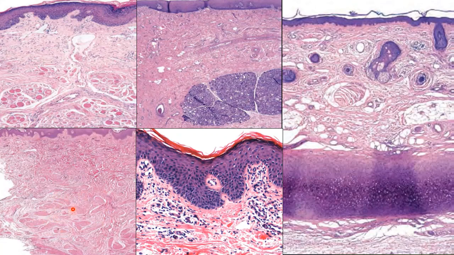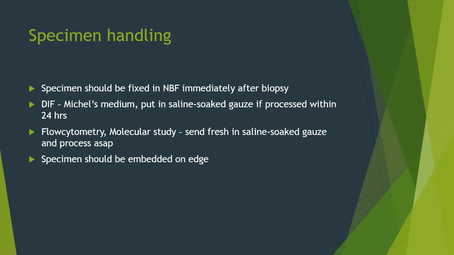To handle the skin biopsy specimen, it should be fixed immediately after collection in normal buffered formalin. If there is a requisition for direct immunofluorescence, then we should use Michel's medium, and the biopsy can be put in the saline soaked gauze if processed within 24 hours. For flow cytometry or molecular studies, we should send the fresh sample in saline soaked gauze and process it as early as possible. When embedded, the specimen should be on edge so that the entire dermis, epidermis, and hypodermis can be seen.